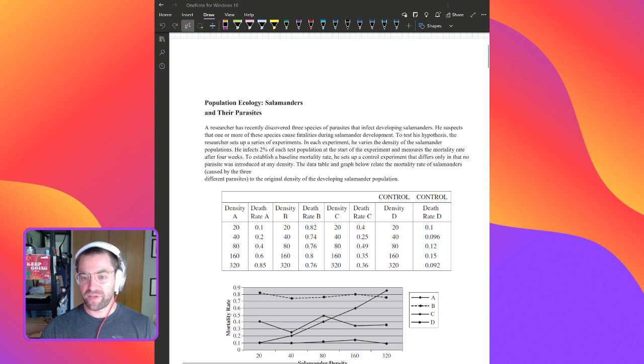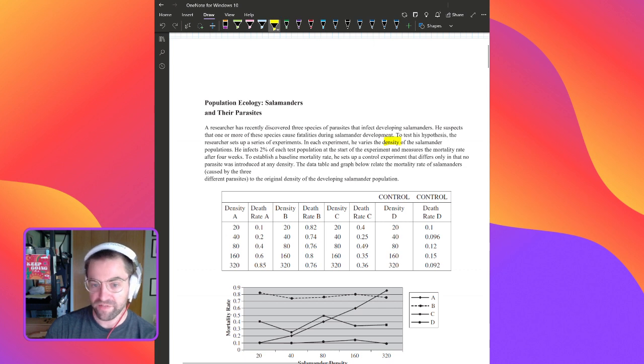Our first set of questions, we're given a scenario here with salamanders and their parasites. So a researcher has recently discovered 3 species of parasites that infect developing salamanders. He suspects that one or more of these species causes fatalities during salamander development. To test his hypothesis, the researcher sets up a series of experiments. In each experiment, he varies the density of the salamander populations, and he infects 2% of each test population at the start of the experiment and measures the mortality rate after 4 weeks.